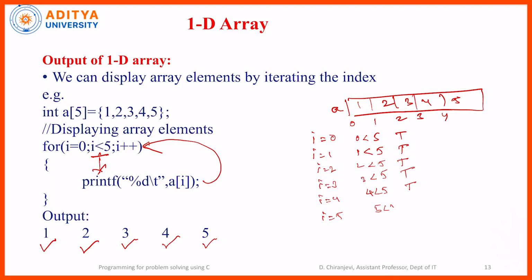After that I plus plus, I value is 5. Now we will check the condition 5 less than 5. This time it is false. When it is false, control will come outside the loop. Outside the loop nothing is there, so it will terminate. So by then you have printed 1, 2, 3, 4, 5. This is how you can display array elements.